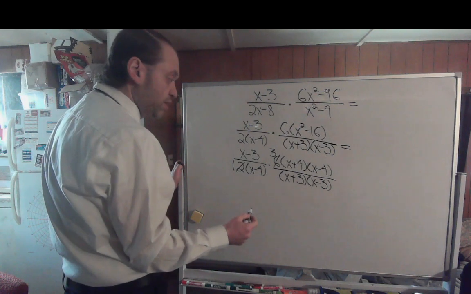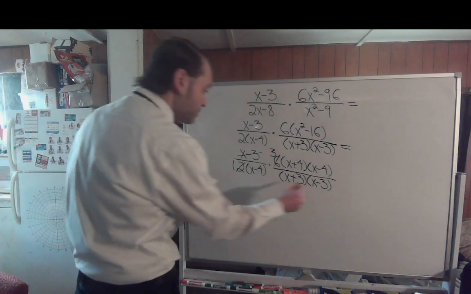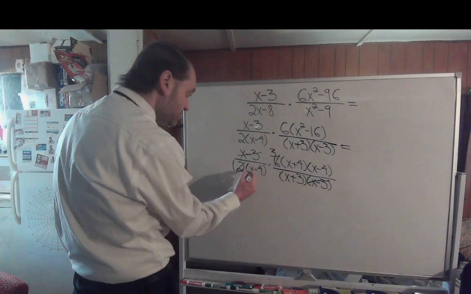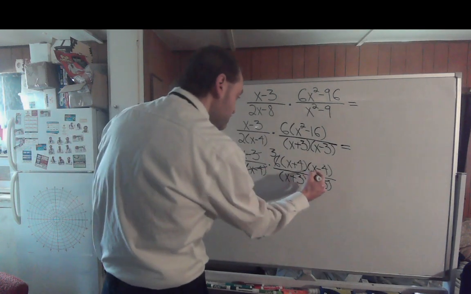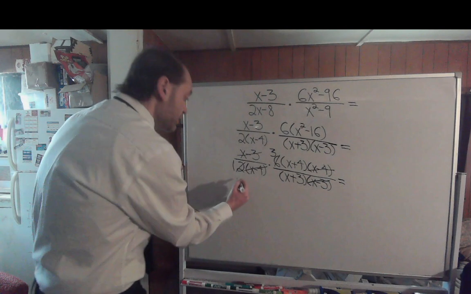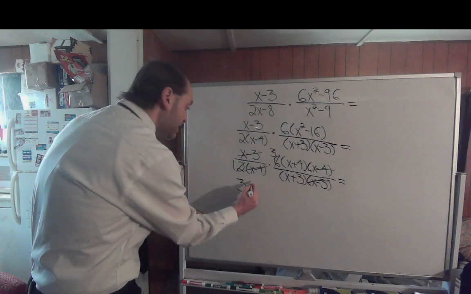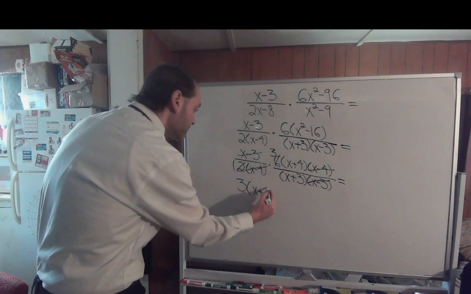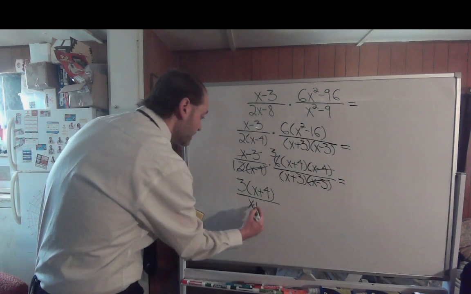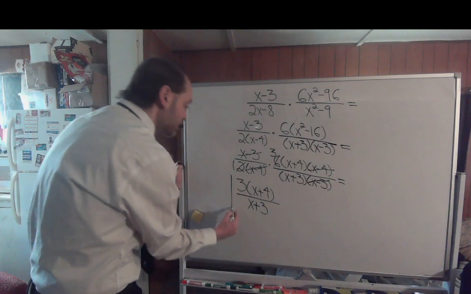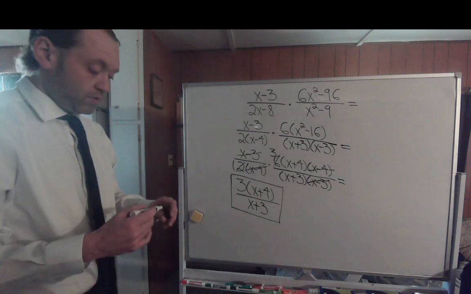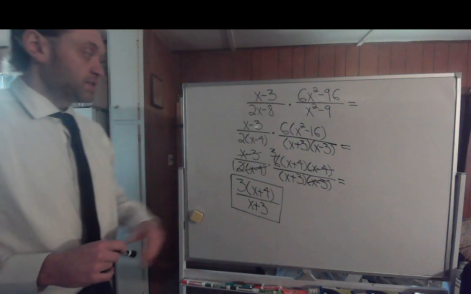Alright, between the numerator and denominator, the x minus 3's will cancel out. And then same with the x minus 4's. The x minus 4's will cancel out. So what you should literally be left with is 3 times the quantity of x plus 4 over x plus 3. And that would be the best we could do to simplify this. You would get 3 times the quantity of x plus 4 over x plus 3.